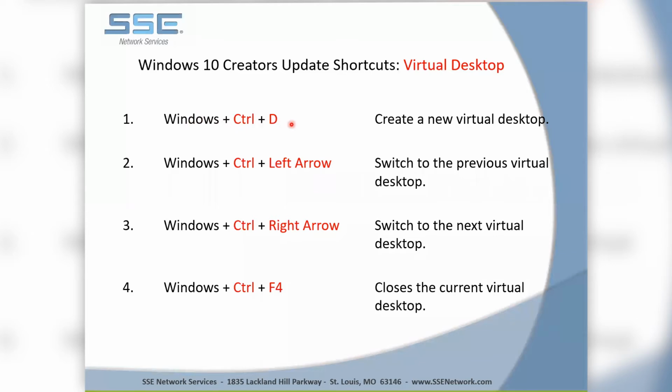So if you do Windows Control D, that's going to open a brand new desktop for you. And then if you hold Windows and hit Control left arrow, that's going to take you to the previous desktop. So you could, for example, hit Windows Control D and open a new virtual desktop. Hit Windows Control D again and open another virtual desktop. Then you could use Windows Control left arrow to go to the first one, Windows Control right arrow to go to the second one, and then any one that you're in, you can do Windows Control F4 and close it.